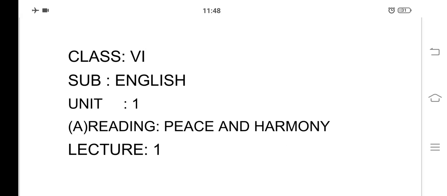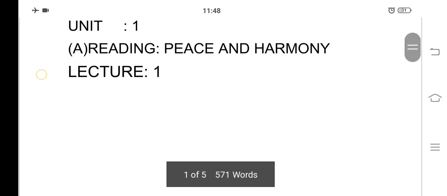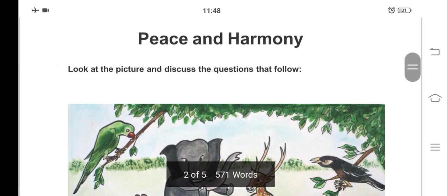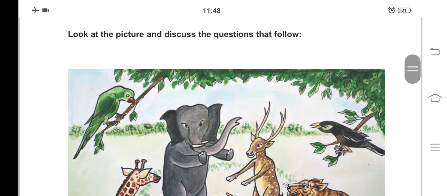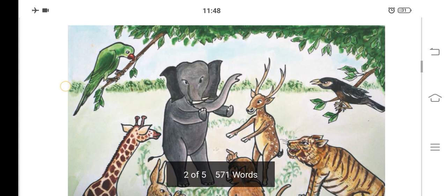Good morning, students. Today we are going to learn a new unit. The name of the lesson is Peace and Harmony. Look at the picture and discuss the questions that follow.